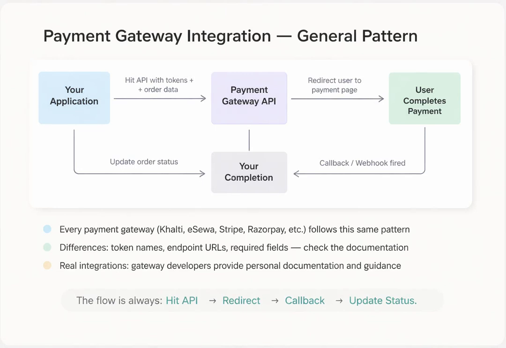A student asks whether other payment services work the same way, and the answer is yes, almost universally. Whether you're integrating Culti, eSewa, Stripe, Razorpay, or any other payment gateway, the fundamental flow is identical. You hit their API with the required tokens and order data, they redirect the user to their payment page, the user completes the payment, the gateway fires a callback, and your application receives the callback and updates the order status. The differences between gateways are in the details, what tokens they require, what the endpoint URLs are, what fields are mandatory. That's why reading the documentation is essential.